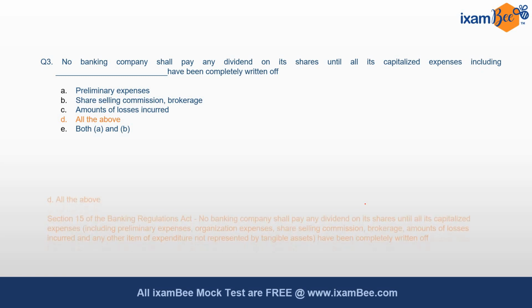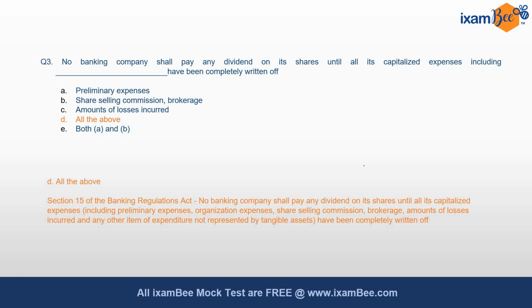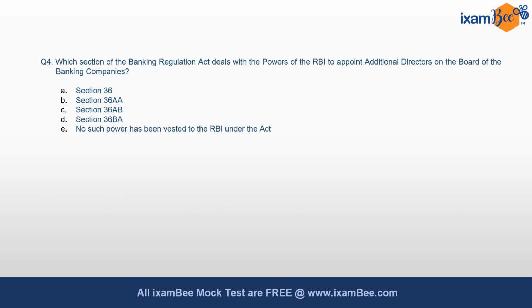सो बेसिकली जो प्रीलिमिनरी एक्सपेंसेस हैं शेयर सेलिंग कमीशन या ब्रोकरेज होता है या अमाउंट ऑफ लॉसेस इनकर्ड होते हैं ये सारे इंक्लूड होते हैं in this capitalized expenses and that has to be written off before the banking company pays any dividend. Which section of the Banking Regulation Act deals with the powers of the RBI to appoint additional directors on the board of the banking companies?